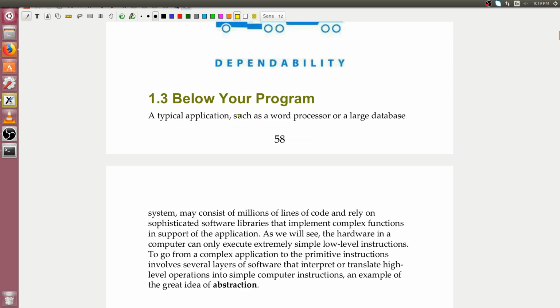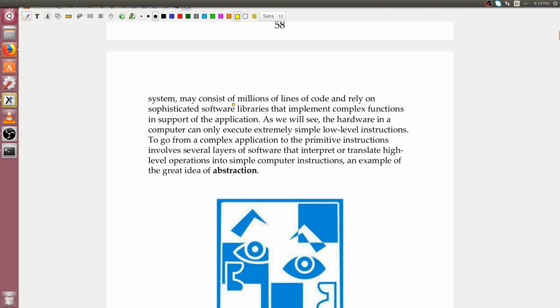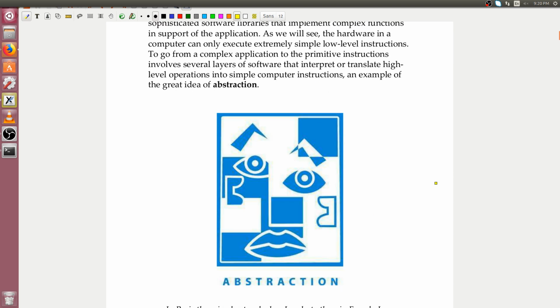So, below your program, a typical application, such as a word processor or large database system, may consist of millions of lines of code and rely on sophisticated software libraries that implement complex functions in support of the application. As we will see, the hardware in a computer can only execute extremely simple low-level instructions. To go from a complex application to the primitive instructions involves several layers of software that interpret or translate high-level operations into simple computer instructions, an example of the great idea of abstraction.